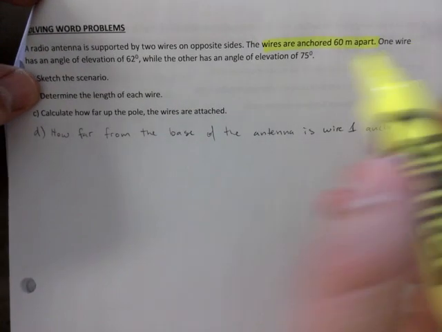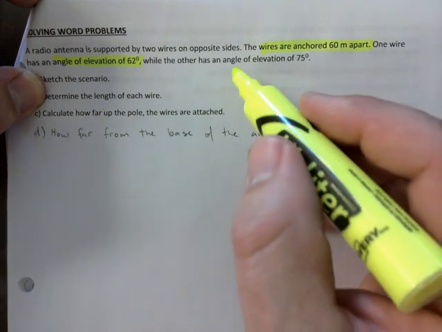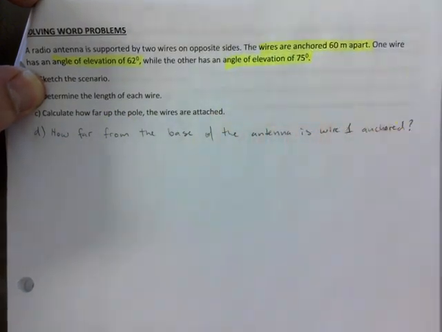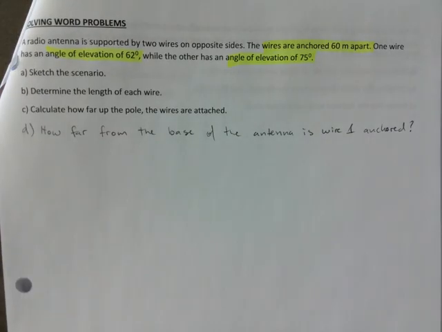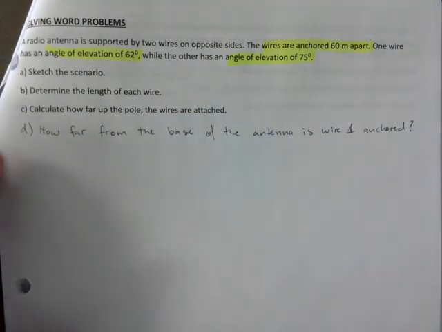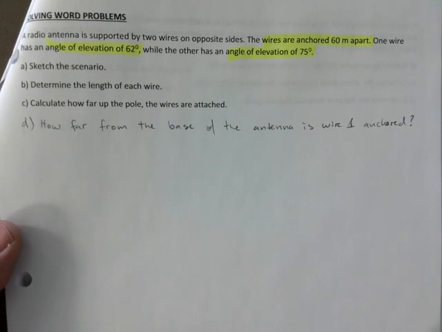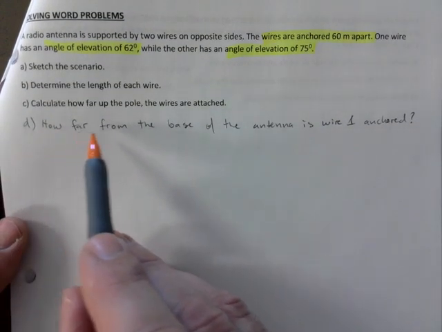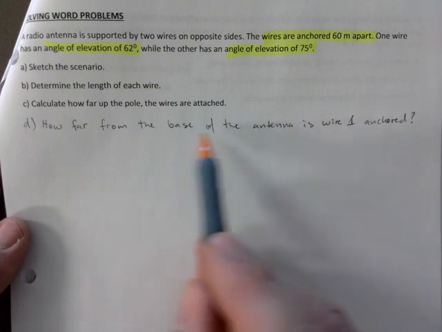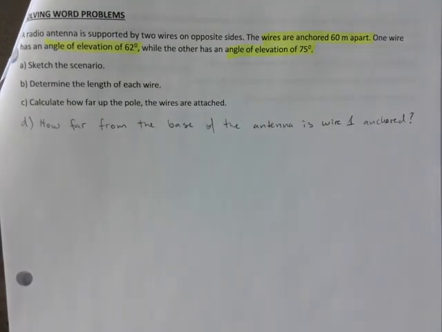One wire has an angle of elevation of 62, while the other one has an angle of elevation of 75. Okay. So we're going to sketch the scenario, determine the length of each wire, calculate how far up the pole the wires are attached. So I'm kind of walking you through all of it. Can you just quickly copy this down? I wanted this as well on there.